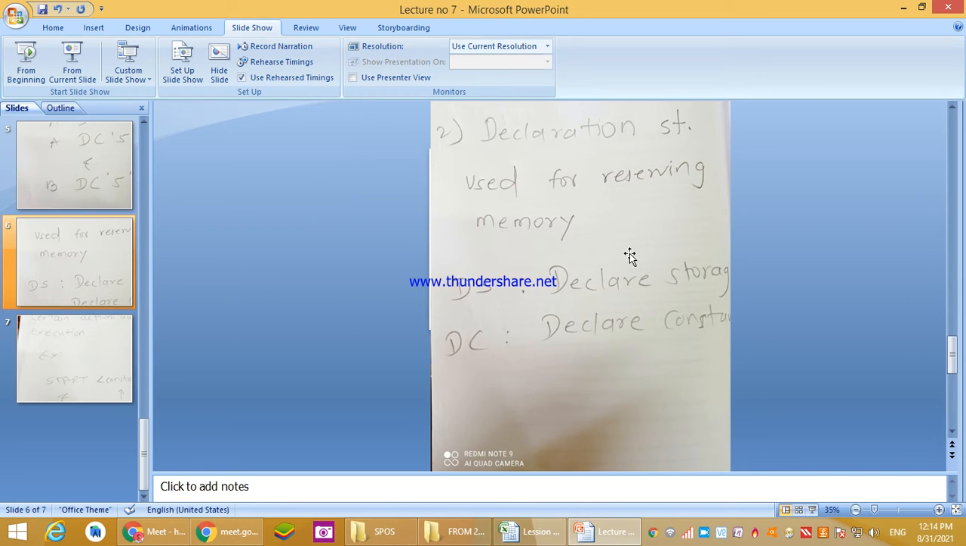At the time of writing a program in assembly language, we have to use DS and DC type of statements. What is DS? It is used to declare storage. It declares the storage, meaning where we have to store it. And the DC statement we use in assembly programming is declare constant. It is used to declare a constant.